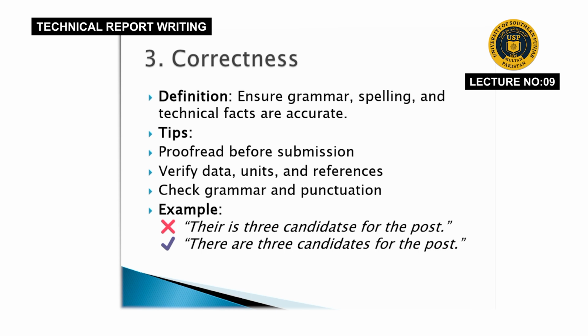Let's look at an example. There is 3 candidates for the post. The second sentence says there are 3 candidates for the post. As you can see, the first sentence contains a grammatical mistake. As you can notice the difference, correctness ensures professionalism and credibility.